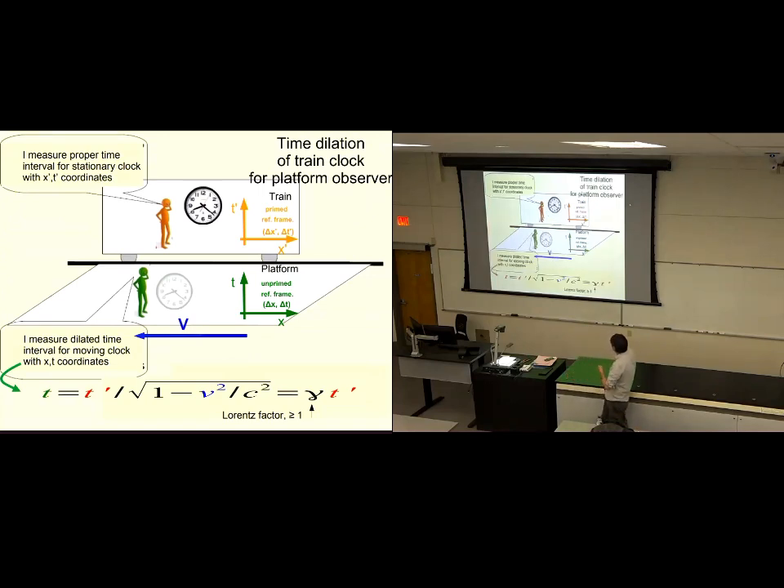This is the same slide. This is exactly the same slide, but I've changed the perspective. The last slide had the train moving through the platform, and we were viewing it from the platform perspective. In this slide, the train is moving through the platform, but we're taking it from the perspective of the train, the train reference frame.